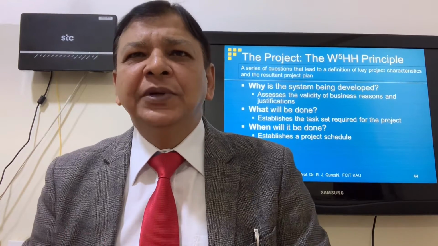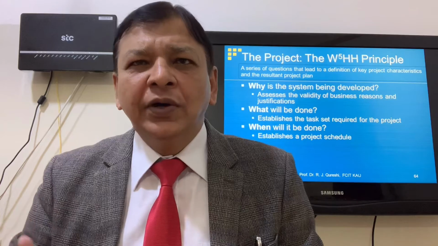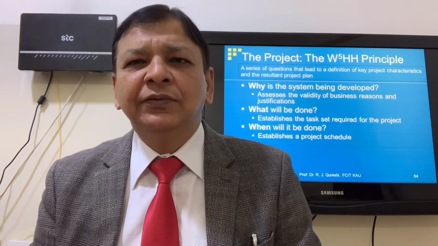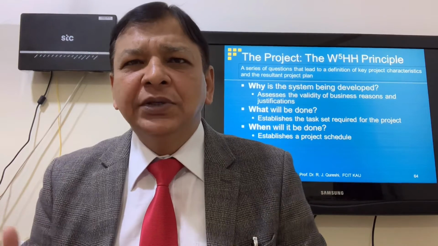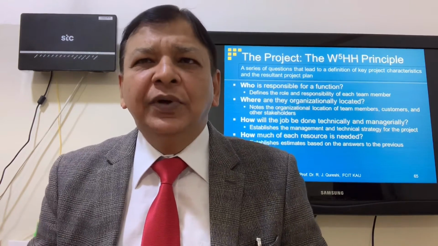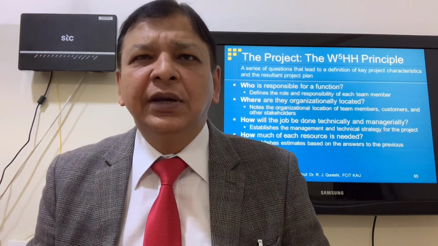The 5W and 2H principle is there regarding the project. Why is the system being developed? What will be done? What are the objectives? What are the goals of the project? What is the scope of the project? How much is the schedule? When will it be done? Who is responsible for each function? So responsibilities of each team member and their roles are clearly defined.